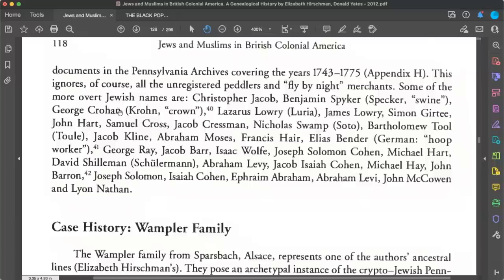Lowry, Luria, James Lowry, Simon, Jerdy, John Hart, Samuel Cross, Jacob Cressman, Nicholas Swamp or Soto, Bartholomew Toole, Jacob Klein, Abraham Moses, Francis Hare, Elias Bender, Hoop Worker, George Ray, Jacob Barr, Isaac Wolf, Joseph Solomon Cohen, Michael Hart, David Schillerman or Schulerman, Abraham Levi, Jacob Isaiah Cohen, Michael Hay, John Barron, Joseph Solomon, Isaiah Cohen, Ephraim Abraham, Abraham Levi, John McCowan, and Lion Nathan.